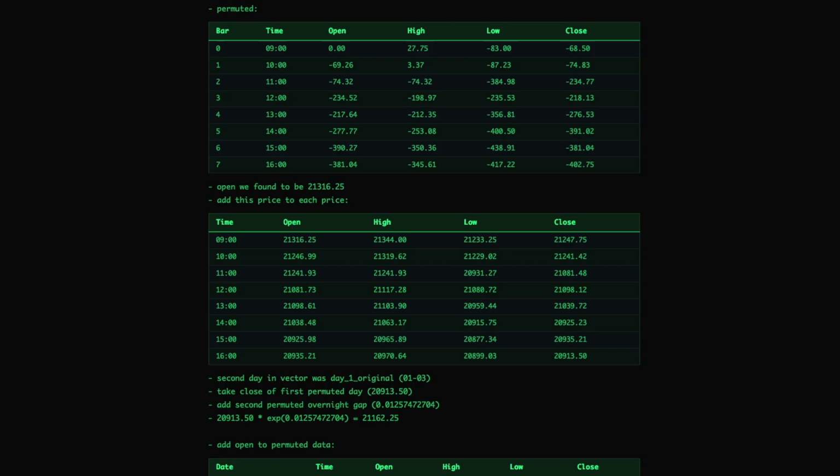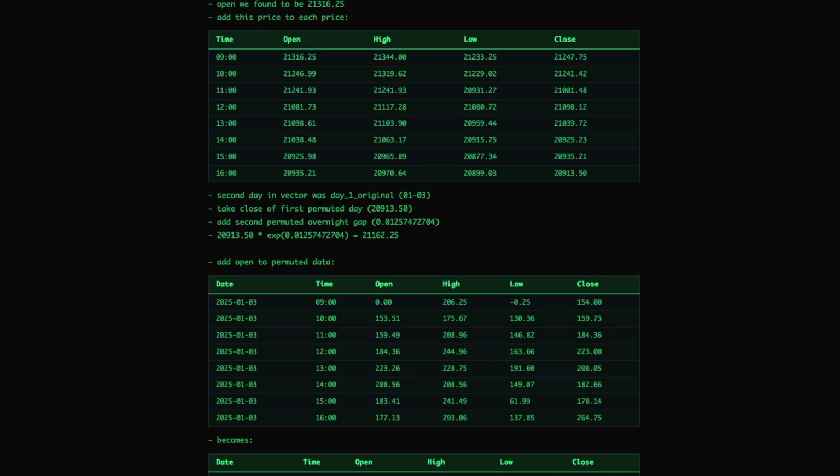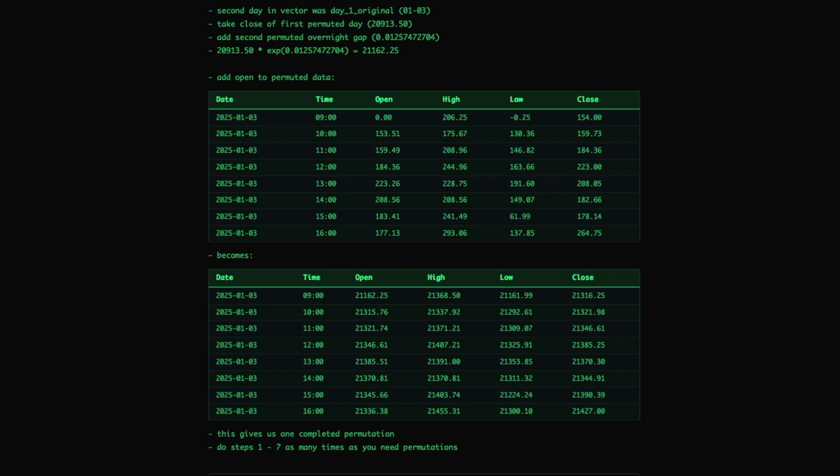The second day in our permuted set is the original day 1, which was the 3rd of January. Just take the close of the first permuted day, day 3, and add the second permuted overnight gap to it, approximately 0.0126. That gives 21,162.25. Then we add this number to all the prices in the permuted day 1, and we have the second permuted day. That's shown here. Now we have the basis day and the first 2 permuted days.